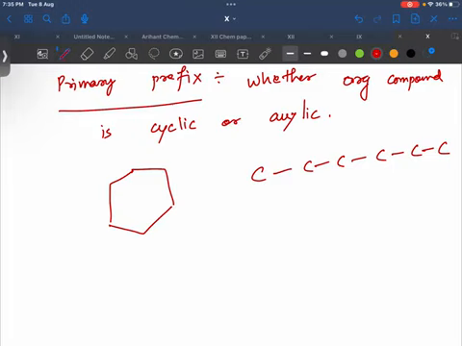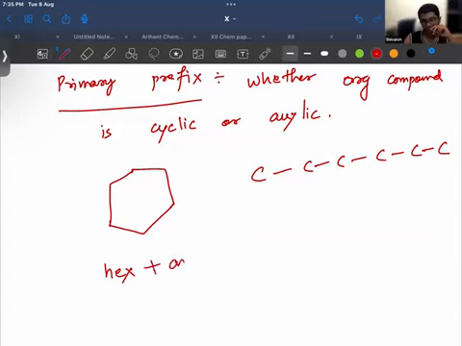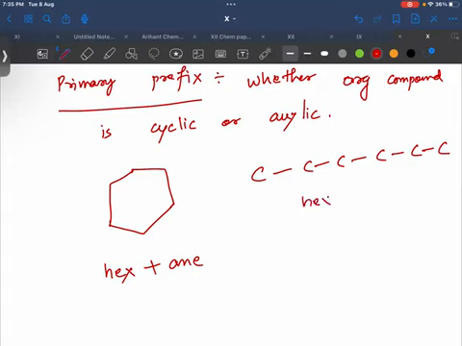ठीक है? तो पहले इसका word root मुझे बताना. Word root क्या है? Hex. And all are single bonds. So what will be primary suffix? In. Will we have any secondary suffix? No, because there are no functional groups. I mean, you haven't seen any, but there could be. There totally could be, but it's not there in the current diagram, right? But there could be, yeah. Here also, hex plus in.